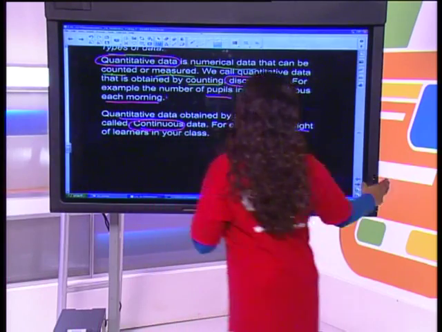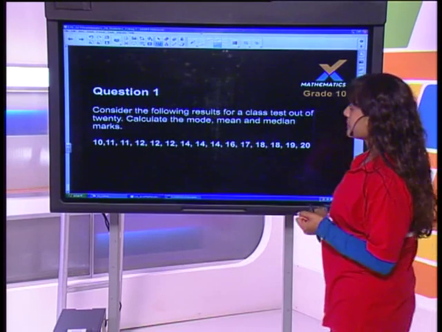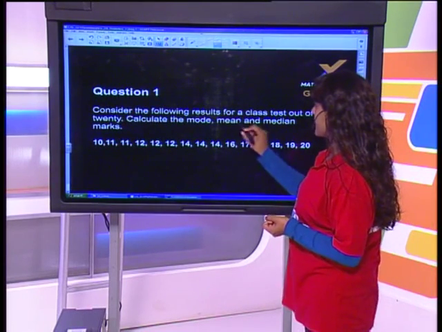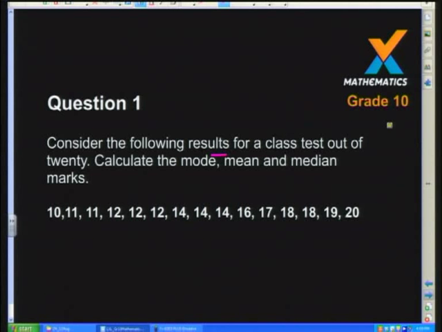Okay, and we're going to quickly go on to our first example. Here we're given the following results for a class test, and the test is out of 20 marks. They want us to calculate the measures of central tendency: the mode, the mean, and the median.